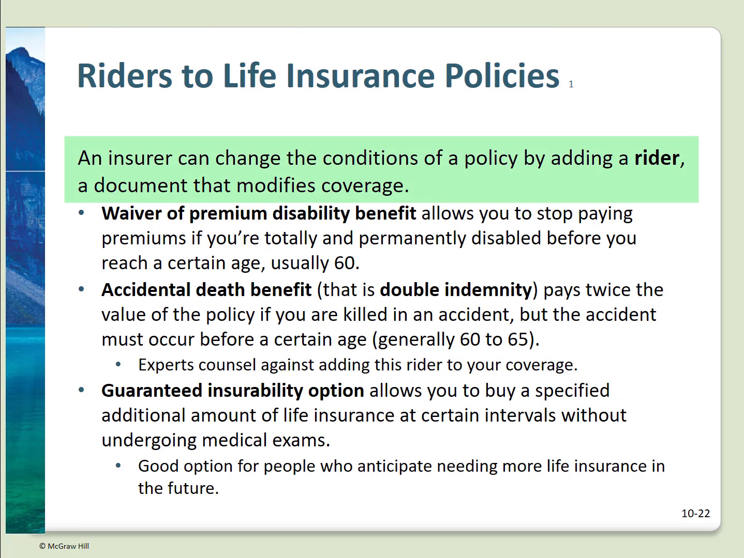A policy rider adds to or changes the benefits in a policy and can take many forms. A waiver of disability benefits allows you to stop paying premiums if you're totally or permanently disabled. Again, from TV and movies, double indemnity pays double the policy benefit if the holder dies in an accident. Generally, there's an age limit on this, typically 60 or 65, after which it's invalid. Guaranteed insurability allows you to buy additional insurance at certain intervals without having a physical.